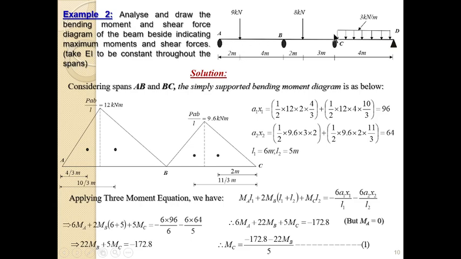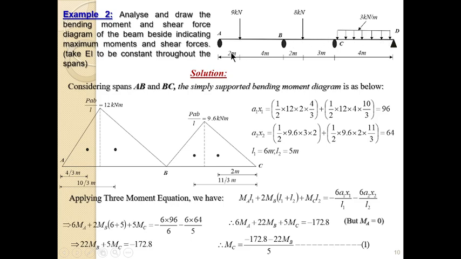So we have three spans here. First thing, note that these loads are not at mid-span. There are two point loads here, and a UDL. Remember in the method of three moments equation, we only work on two spans at a time, that is three adjacent supports. So we are going to work on spans AB and BC. When we finish, we now work on spans BC and CD.